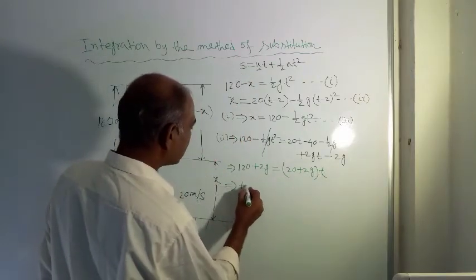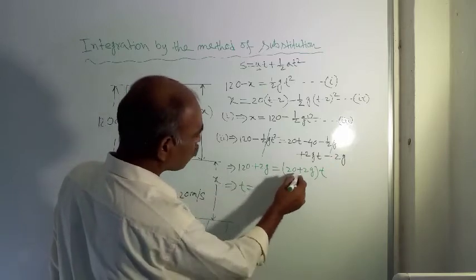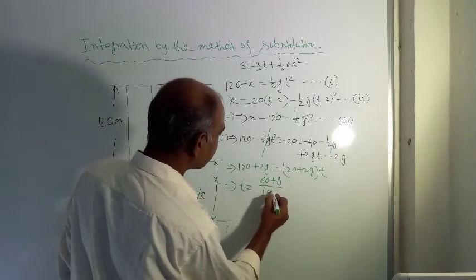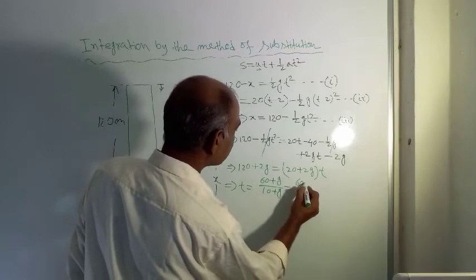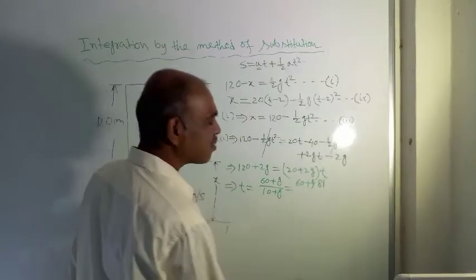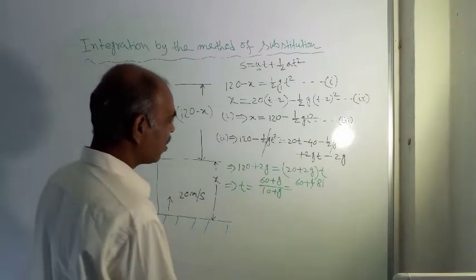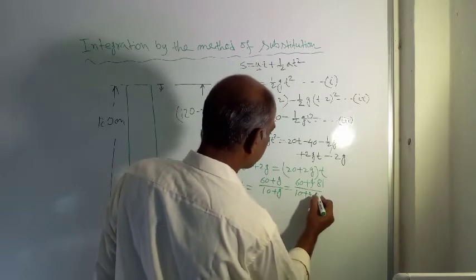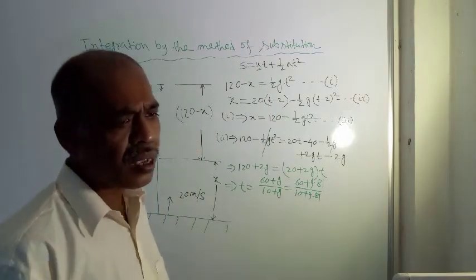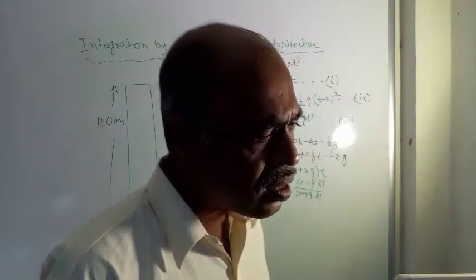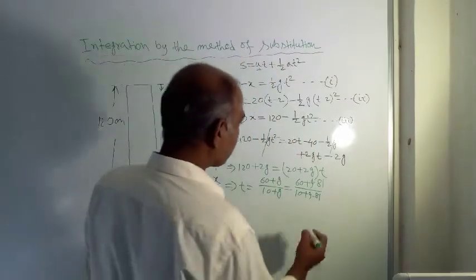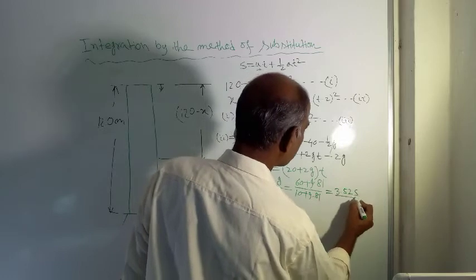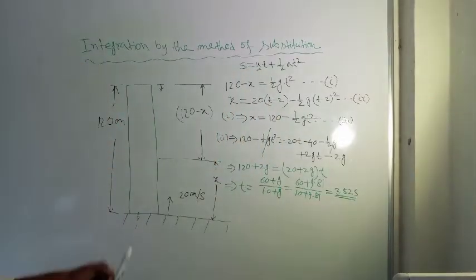Therefore, t is how much? 2 is common on both sides, so t is equal to 60 plus g divided by 10 plus g. The value of g is 9.81 meter per second square. So 60 plus 9.81 divided by 10 plus 9.81, and the result is 3.52 second. This is time, so the unit will be second. So this is the first answer.